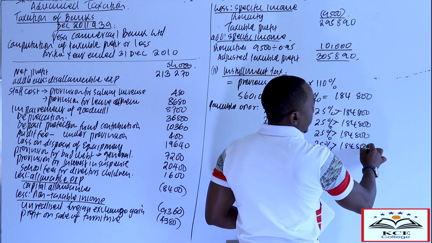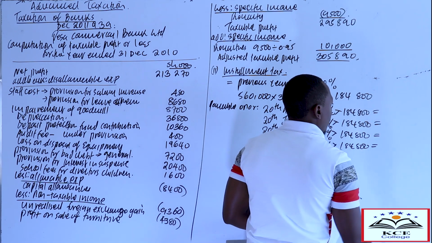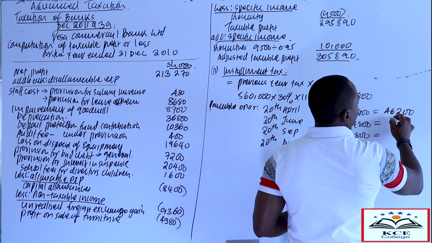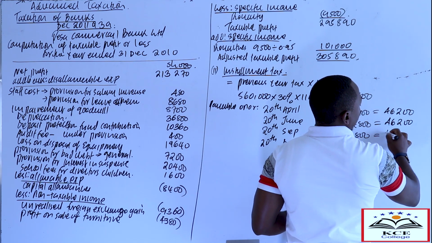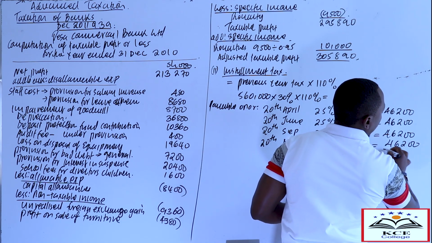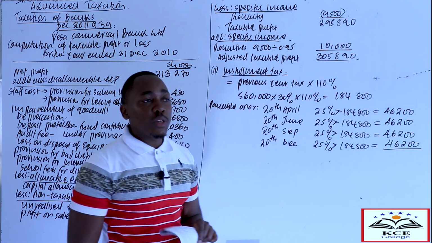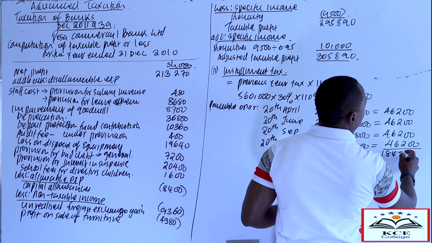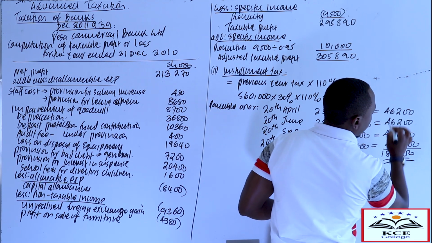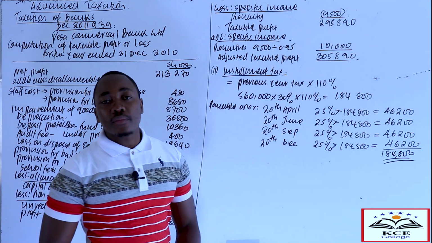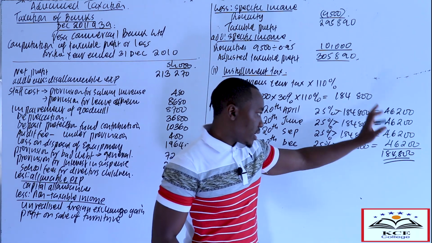184,800. So that means they are supposed to have been paying 46,200, 46,200, 42,600. That means by the end of the year 2010, they are supposed to have already paid 184,800. That's what they are supposed to have already paid by that time. So that's what the question was asking about.